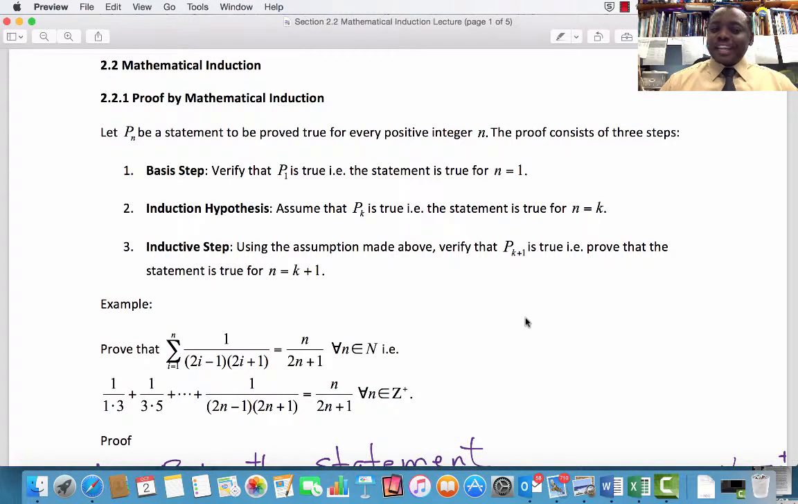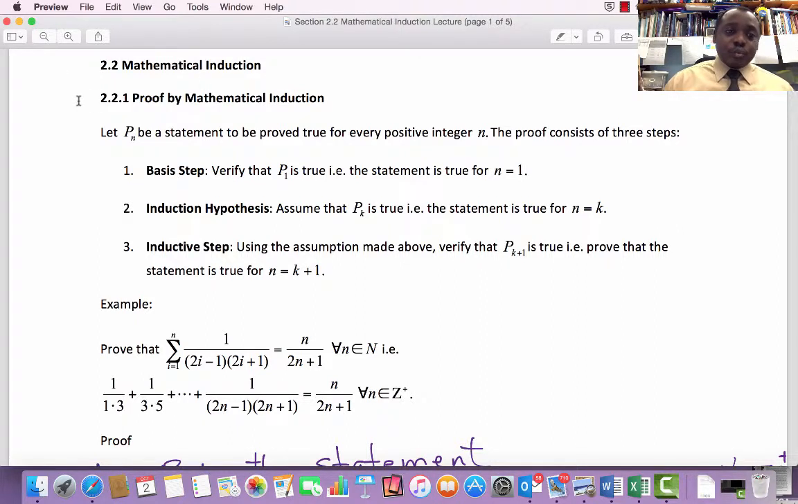Welcome to Lecture 9, Mathematical Induction, Section 2.2 of the text Elements of Modern Algebra by Gilbert and Gilbert. This is Dr. Gilbert Eyabi. 2.2 Mathematical Induction, or what is popularly known as the Principle of Mathematical Induction.